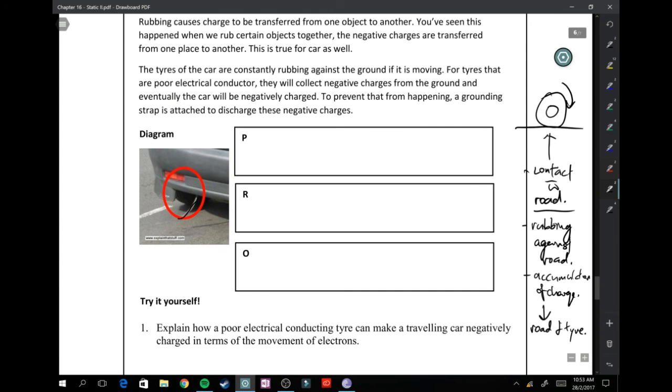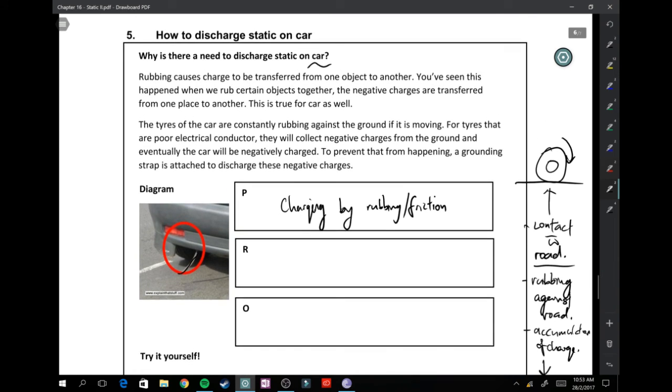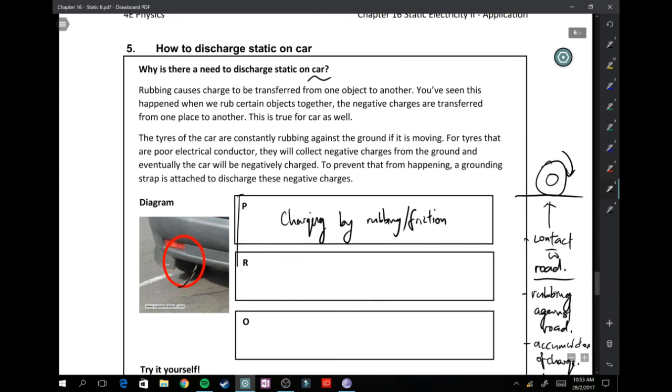The principle behind this is charging by rubbing or friction. Now what you want to do is to discharge the car so that the driver inside the car won't feel a static electric shock. The idea why the car can accumulate charge in the first place is because it's being charged by rubbing. So what you want to do eventually is to discharge it. Okay, so for this one it is a bit special.